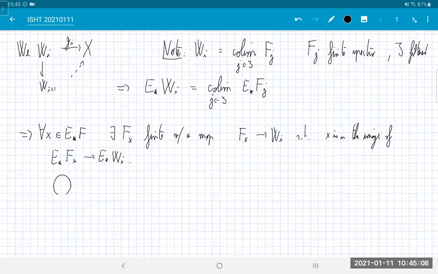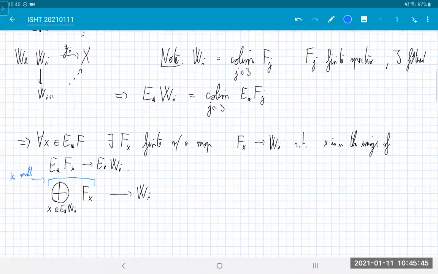So now we can take the sum for all x in E star Wi of Fx, and these map to Wi, and note that this is kappa small, because E star Wi has cardinality less than kappa by induction, and all Fx are finite.